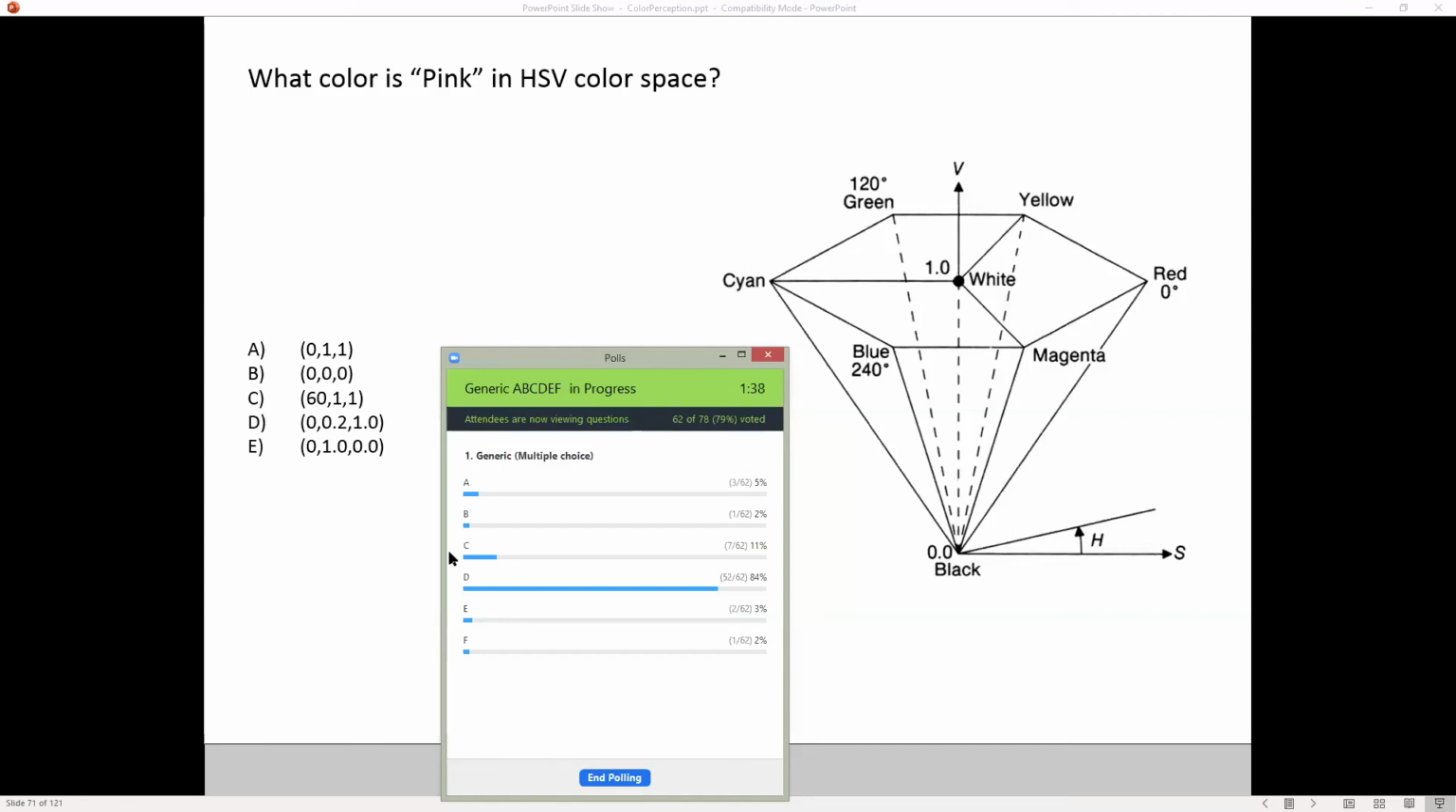The next most common, C. So this is, again, we had this one before. You go to 60 degrees over here, and then your full brightness, full saturation. So that's going to get you yellow. This C value here is the yellow.